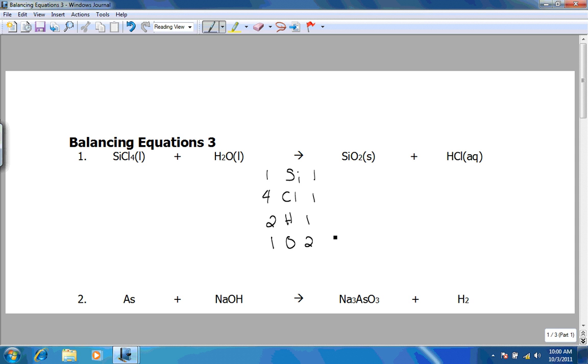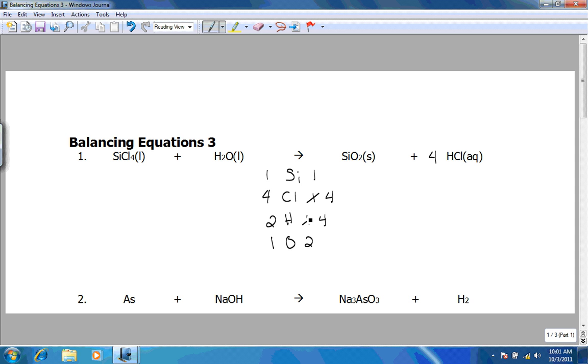So start from the top down. We have silicon, 1 and 1, so those are balanced. Chlorine, we have 4 and 1. So I'm going to multiply the right hand side by 4, so that way we can get those balanced. Hydrogens then changed. We now have 4 hydrogens on the right.